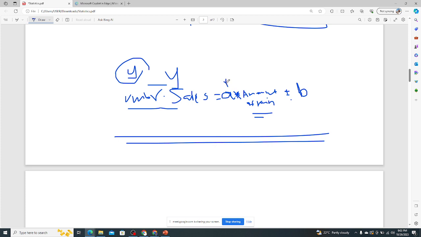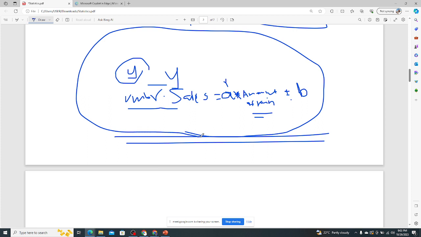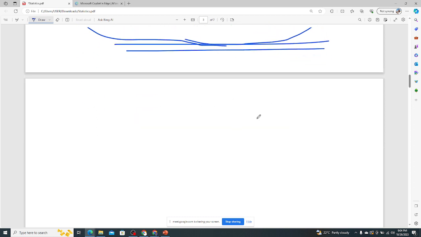Slope meaning this is our gradient. Then we have amount of rainfall as our independent variable, and then we have b as our y-intercept. So basically this model takes the linear equation, or equation of a straight line. This is also an example of a linear equation.